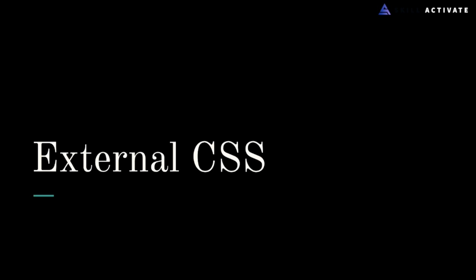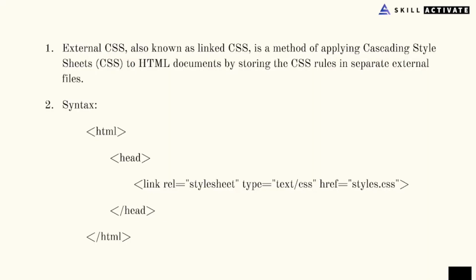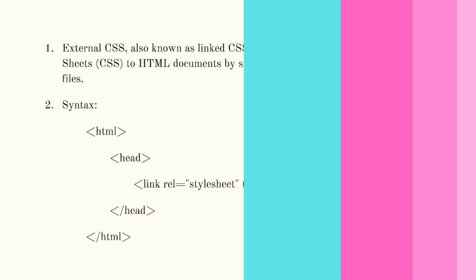And the last type of CSS we have is external CSS. External CSS, also known as linked CSS, is a method of applying cascading style sheets to HTML documents by storing the CSS rules in separate external files. Now let's see how this can be implemented using code.